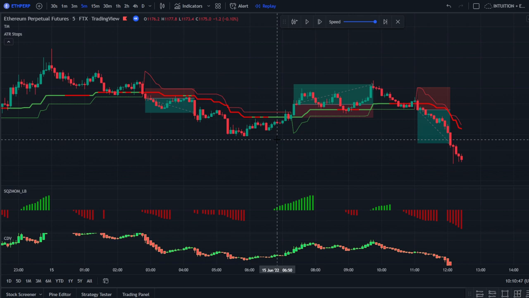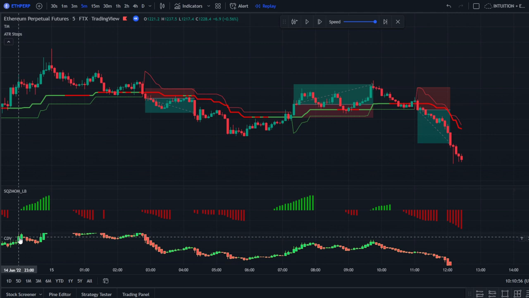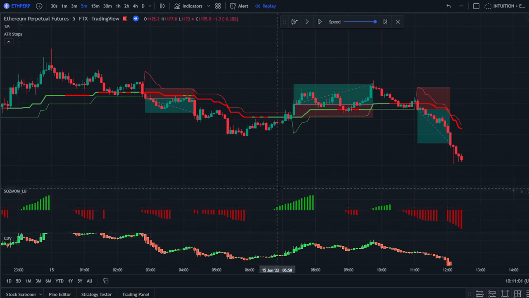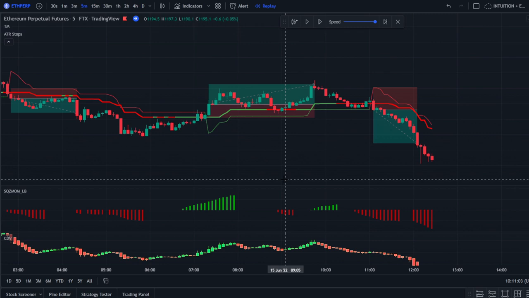Remember the 4 conditions. Price must break either above or below the trend magic, wait for the trend magic to turn red or green, wait for the squeeze momentum to turn green and CDV to turn green for going long, and to go red for going short. And yeah, pretty simple strategy, and hope you guys can use it.